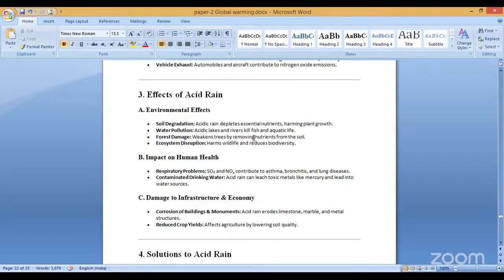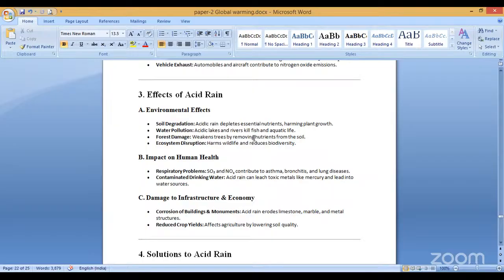Impact on human health: respiratory problems. Sulfur and nitrogen contribute to asthma, bronchitis, and lung diseases also. Contaminated drinking water: acid rain can leach toxic metals like mercury and lead into the water sources. Then coming to the third one, damage to infrastructure and the economy. How acid rain can damage infrastructure and how it will affect the economy.